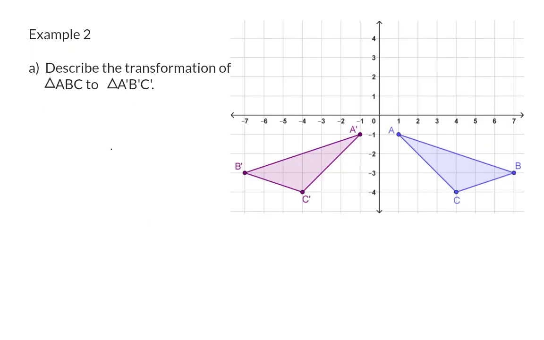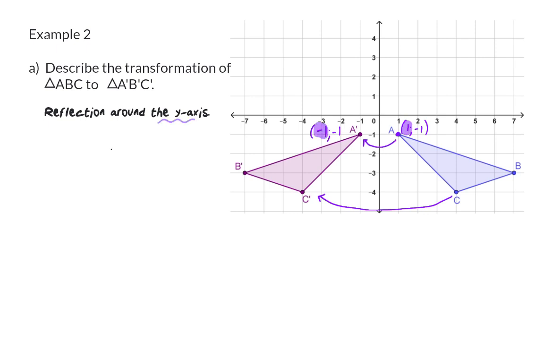Example 2. Describe the transformation of triangle ABC to triangle A prime, B prime, C prime. On the sketch, it is clear to see that each coordinate has been reflected around the y-axis. If you could not see this, you can always have a look at one of the coordinates, and here A is (1, -1), and A prime is (-1, -1). And when only the sign of the x-coordinate changes, it is a reflection around the y-axis.